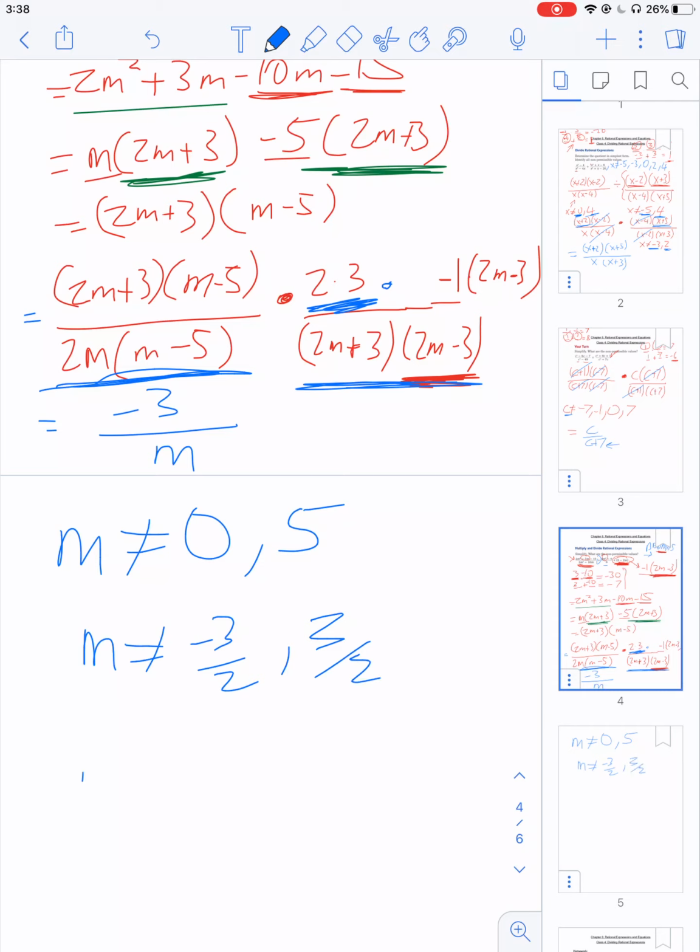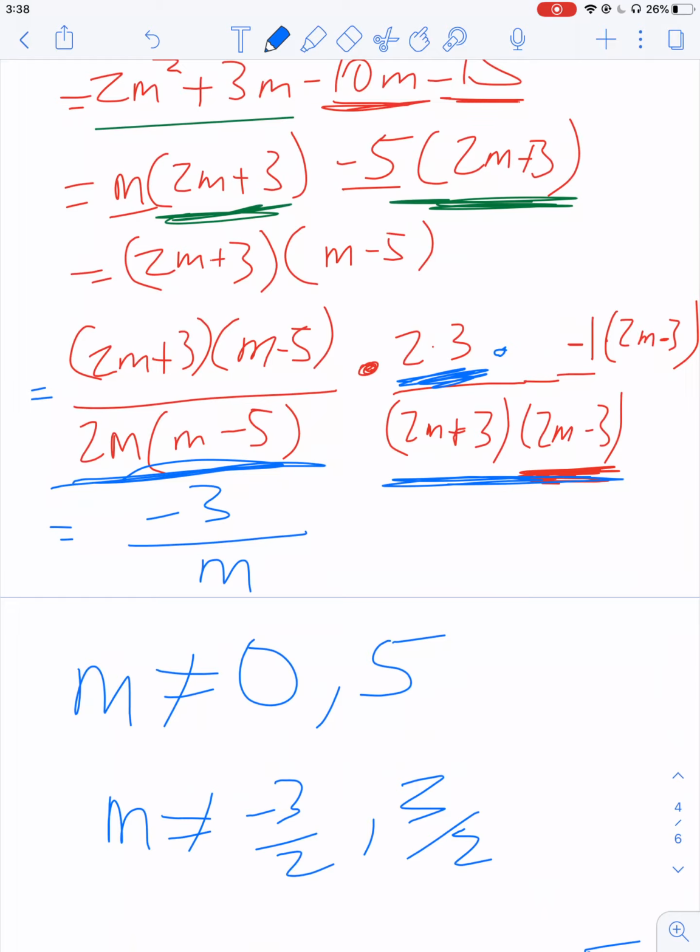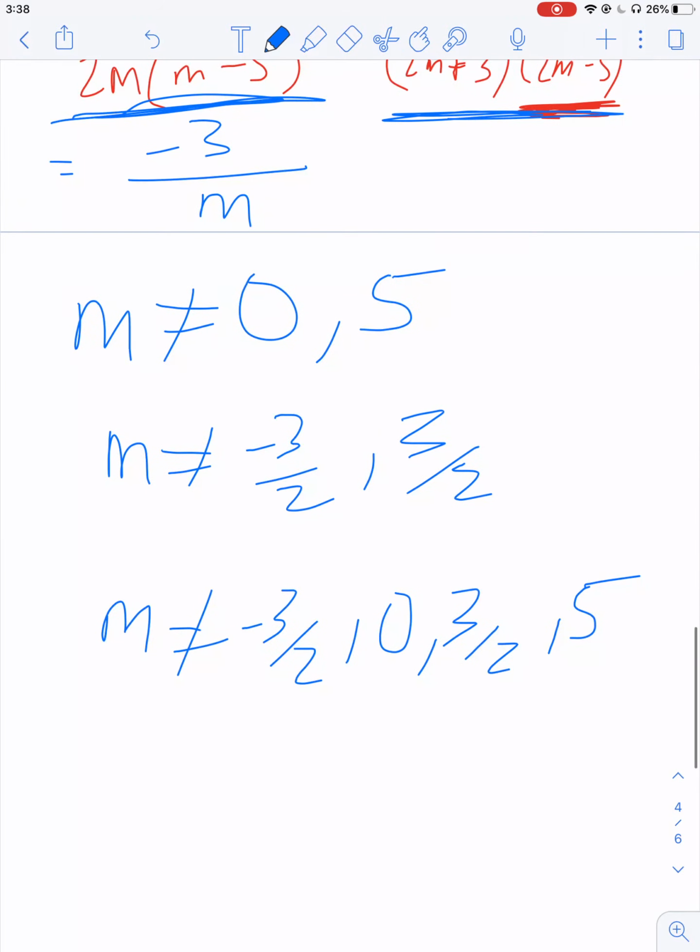Now just put everything together in increasing order. The smallest one is minus 3 over 2, so m cannot equal minus 3 over 2, m cannot equal 0, m cannot equal 3 over 2, and m cannot equal 5. Those are your restrictions, and that is it, guys.